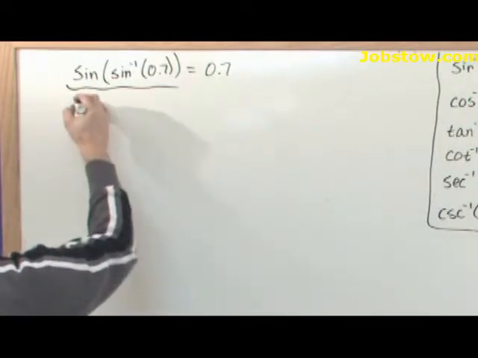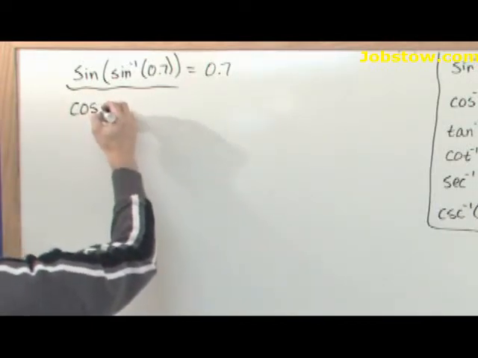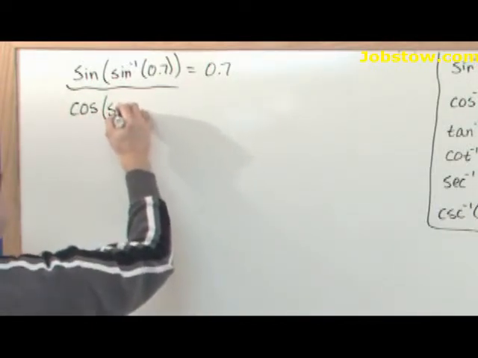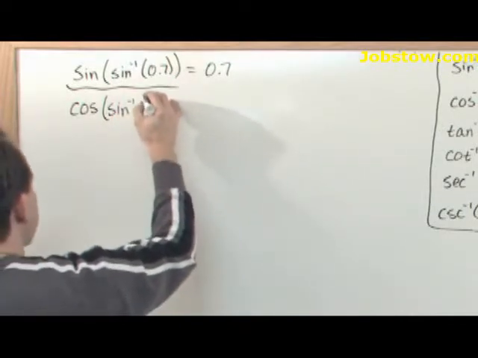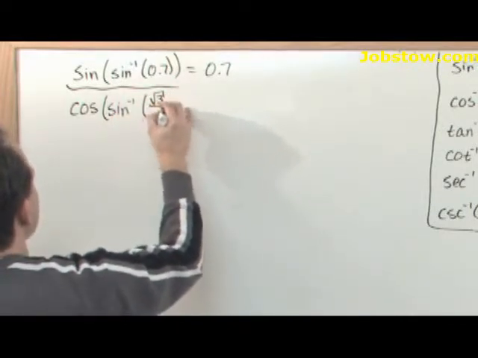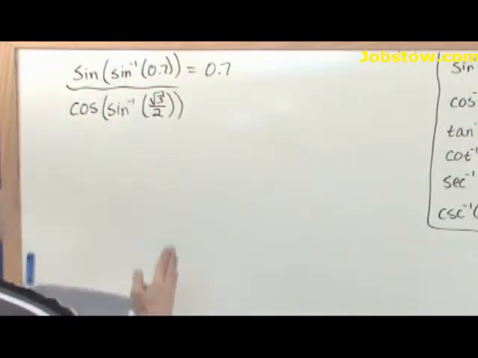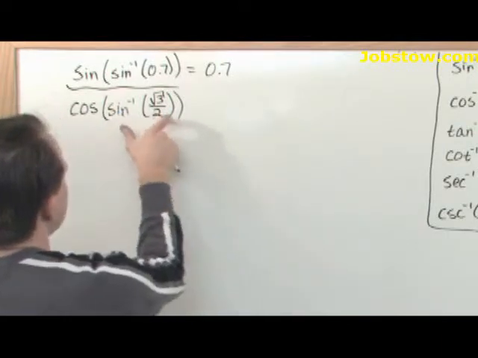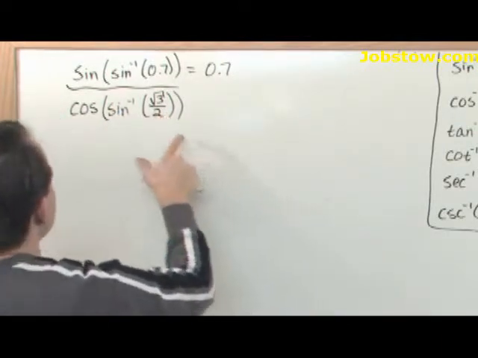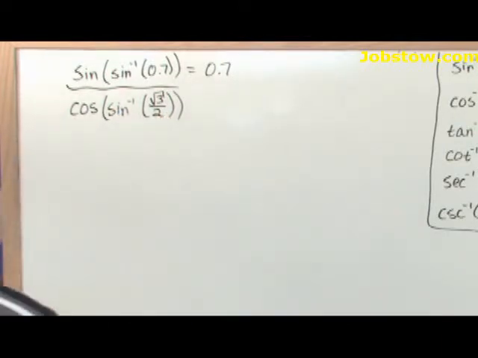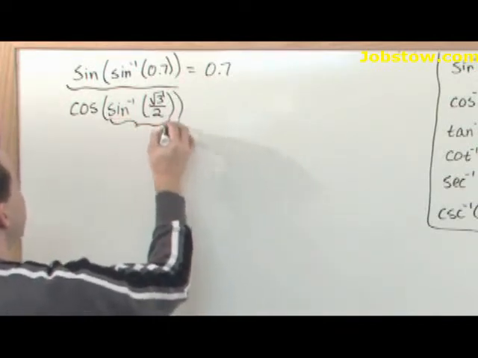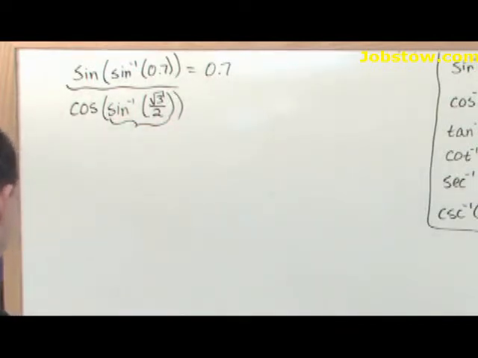But what if I mix it up a little bit and I say, what if I have the cosine of the inverse sine of square root of 3 over 2? Okay? The cosine of the inverse sine. Well, it's just like anything else in life. You have to start small and go ahead and evaluate the inside, get the answer, and then evaluate the outside. Okay, so let's work with the inside first, the inverse sine of square root of 3 over 2.